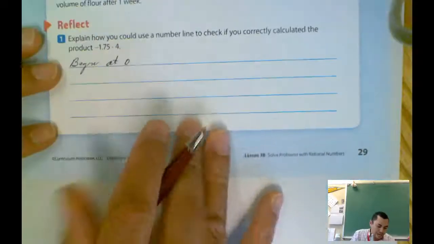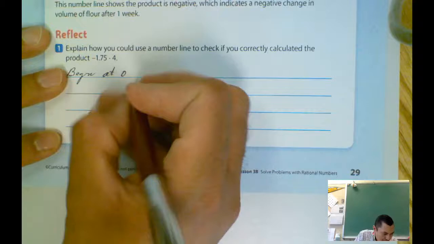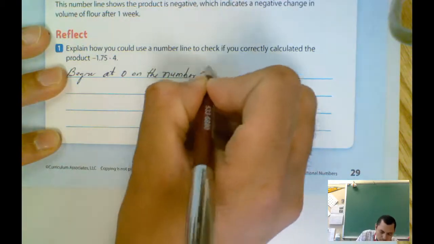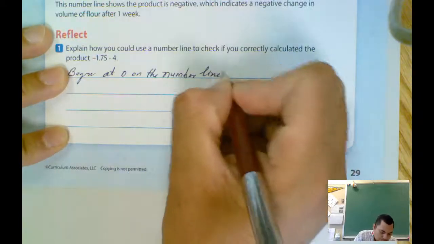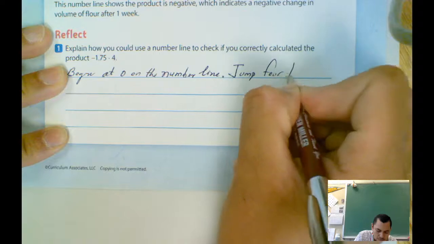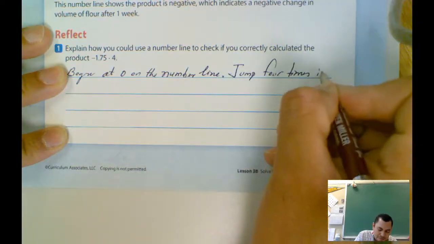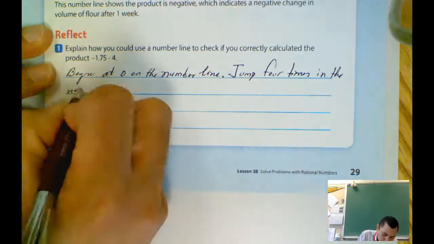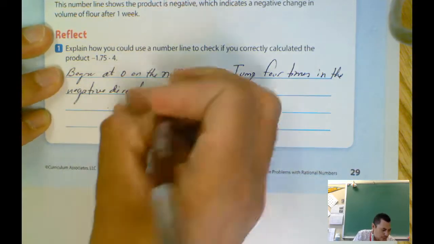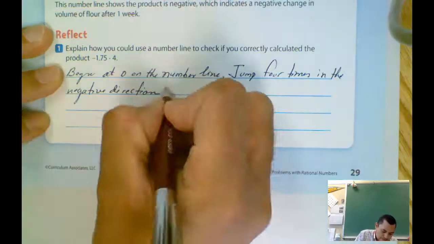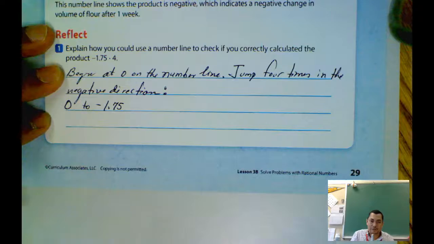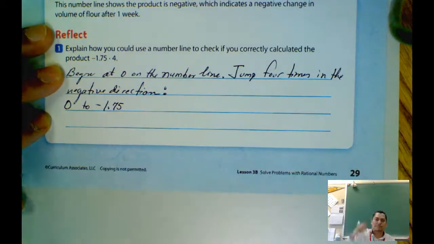So we are going to begin at 0 on the number line. And we're going to jump 4 times in the negative direction. Now, for example, 0 to negative 1.75. Okay? So we went from 0 to negative 1.75.